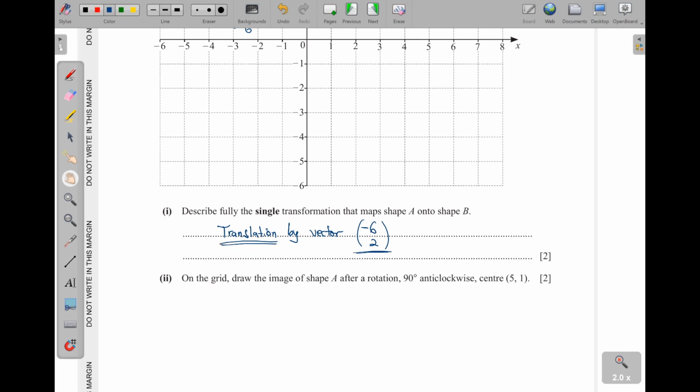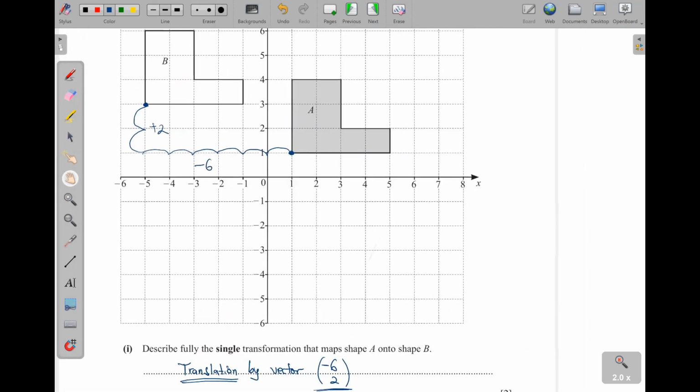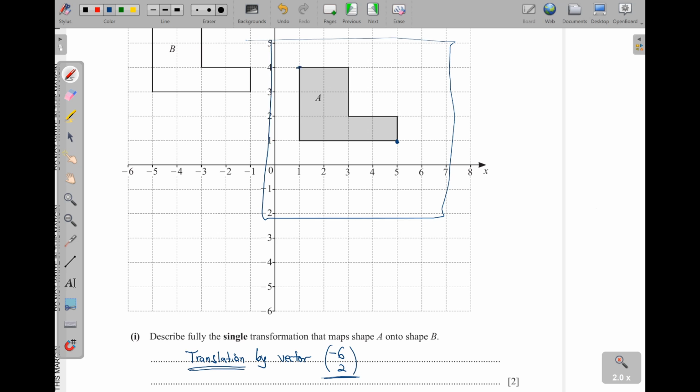So the first mark is here, and then the other one is here. Those are the two. Next, on the grid, draw the image of shape A after a rotation of 90 degrees anticlockwise, center 5, 1. So 5, 1 is here. Now, you can use the tracing paper, where you put your tracing paper to cover this one here, and then you sketch this one in here.